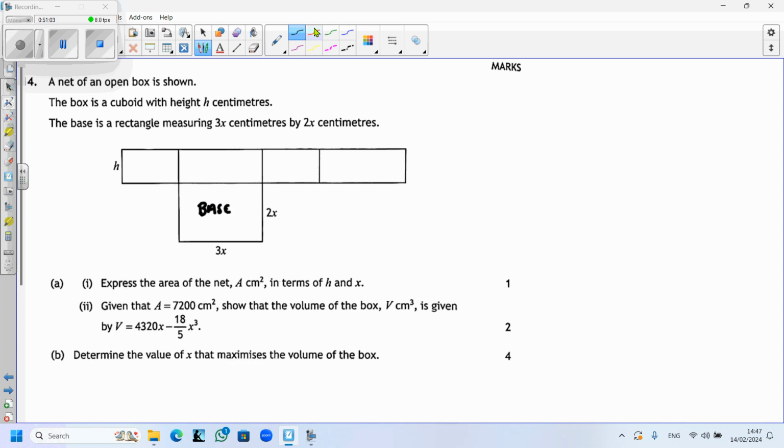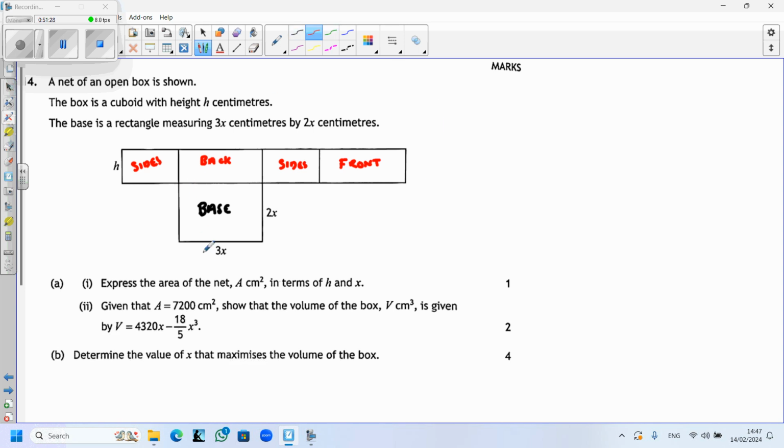And when this box is folded, that will be the back. That bit will be the front. And these bits will be the sides. Okay, so just to get a wee clear picture of what's going on. It says express the area of the net in terms of x and h. Now they're all rectangles. The area of a rectangle is length times breadth.